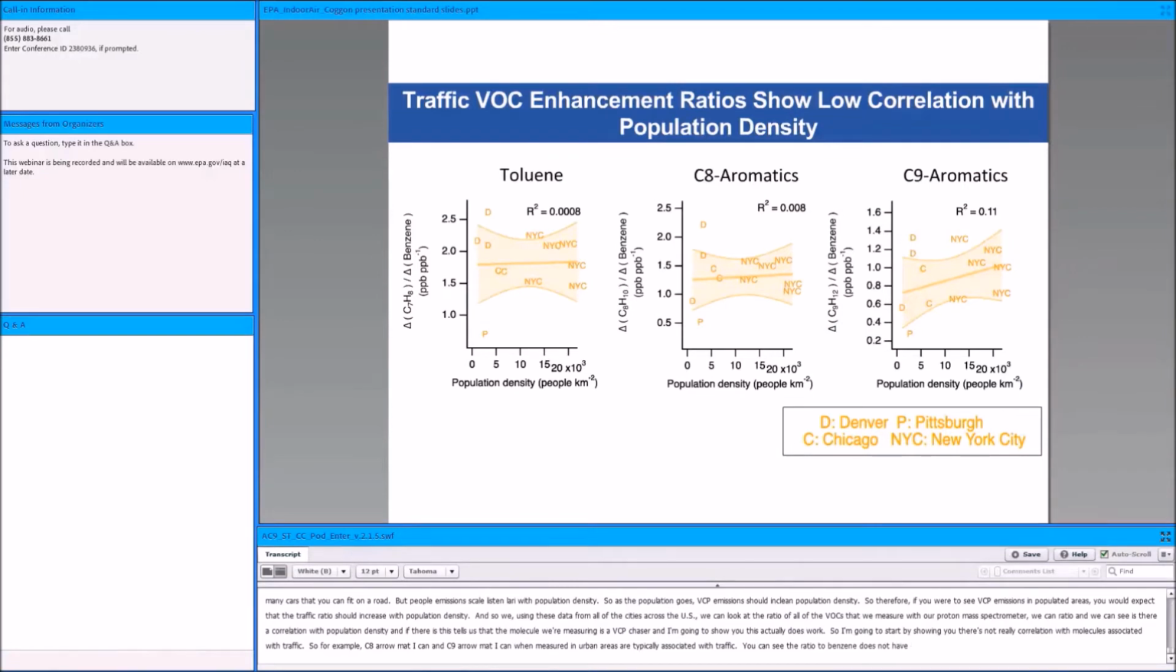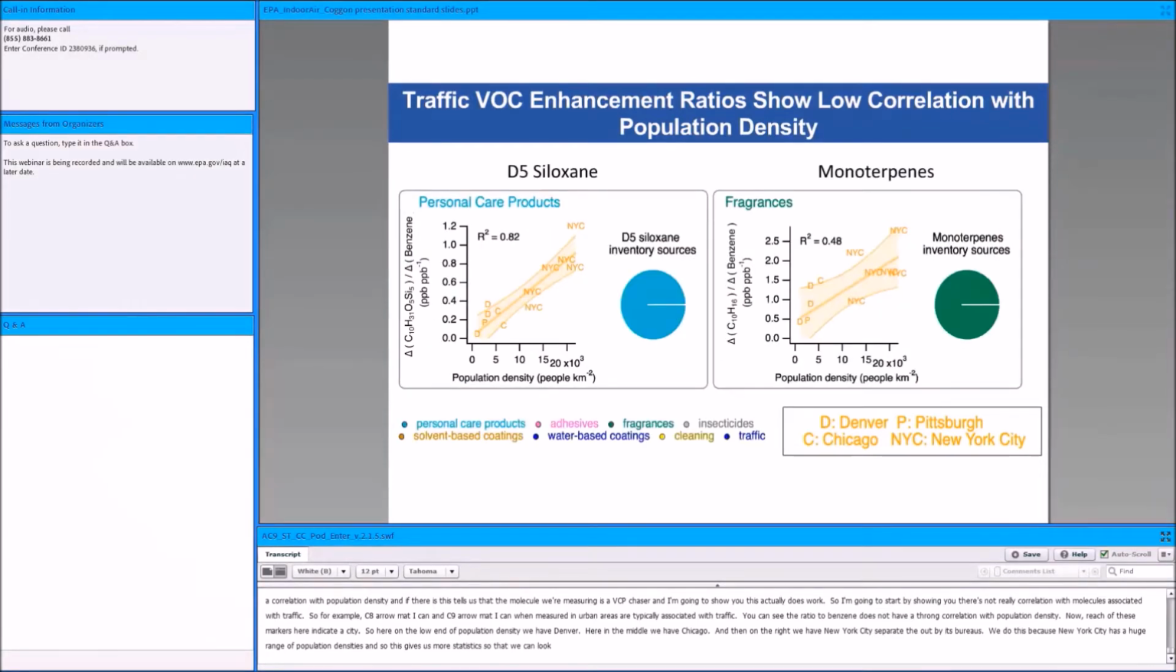Now, each of these markers here indicate a city. So here on the low end of population density, we have Denver. Here in the middle, we have Chicago. And then on the right, we have New York City separated out by its boroughs. We do this because New York City has a huge range of population densities. And so this gives us more statistics so that we can look at these relationships.